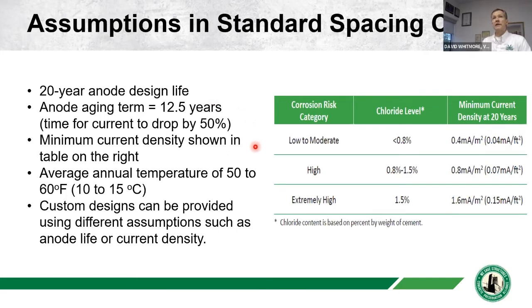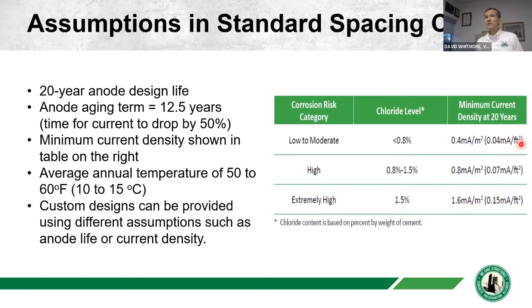We are assuming that the minimum current density that we talked about previously, illustrated over here, is the current density that's going to be provided to the steel on average at the design service life. So at 20 years, if we're in this category here, then we're looking to have 0.4 milliamps per square meter to the steel at 20 years from initial installation. Okay, and we'll show you that in a couple examples in a moment.